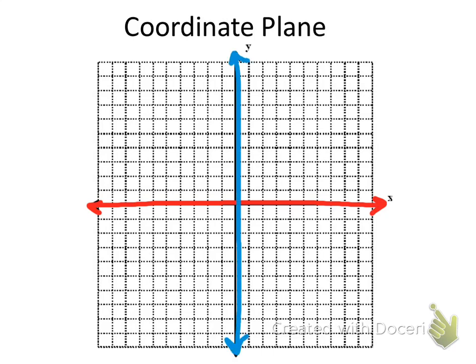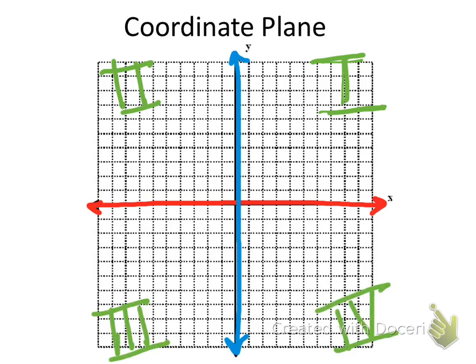Our coordinate plane is divided into 4 different quadrants. We write those quadrants with Roman numerals. Quadrant 1 starts here in the top right corner. And then we go counterclockwise to count the rest of our quadrants. Quadrant 2 is here, quadrant 3 is here, and quadrant 4 is here.